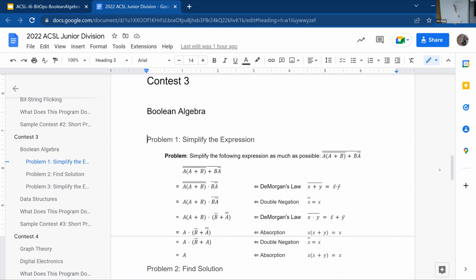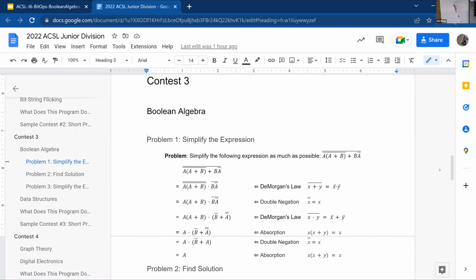So let's say this expression is a Boolean expression, right? It means A and (A or B), and then this whole part negated, right? Or B and not A, and then this whole thing negated again. So how do we simplify this?